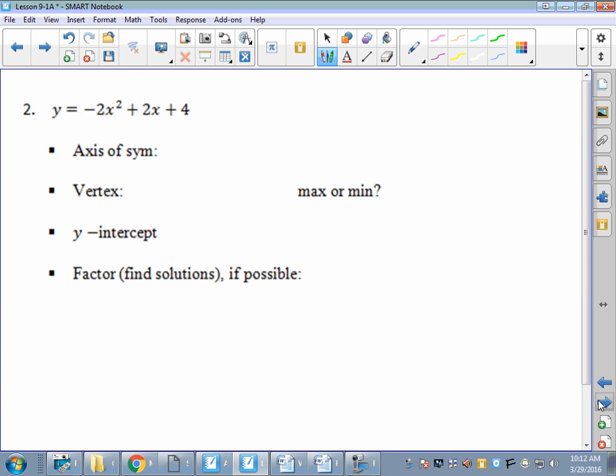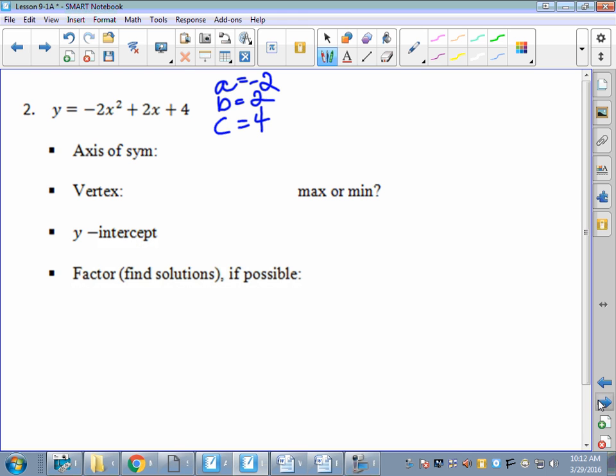So example number 2, I wanted to make sure we did one with y equals negative 2x squared plus 2x plus 4. So first of all, axis of symmetry, do you know, well, how about this? First of all, a, b, and c, right? What's my a value in this equation? B value, positive 2, and c value is 4. You may already know the y-intercept.